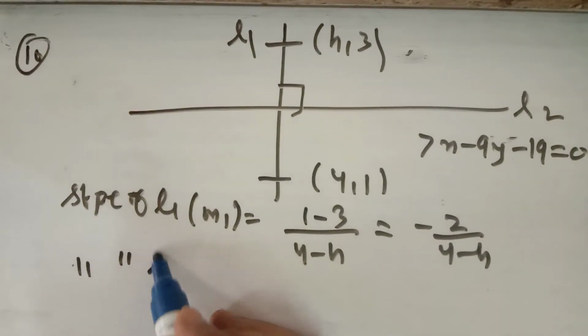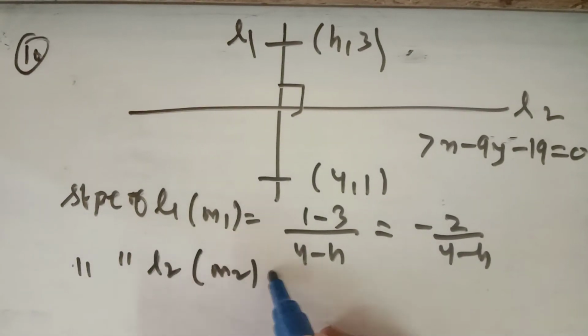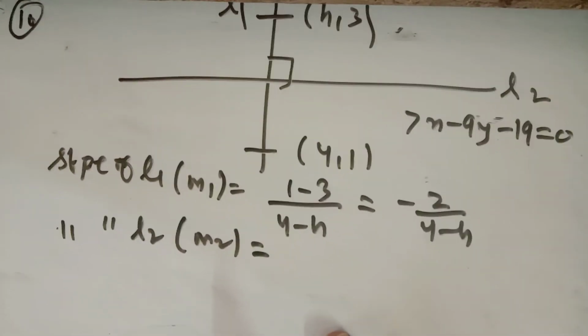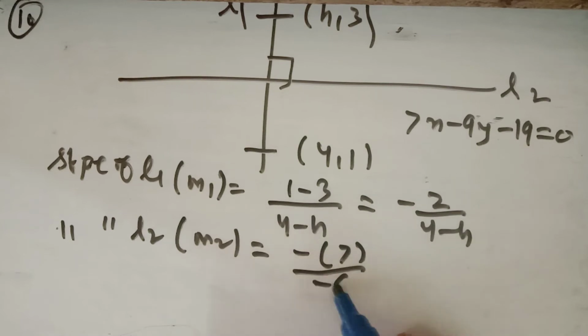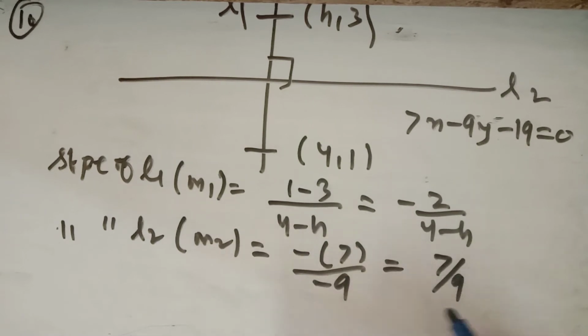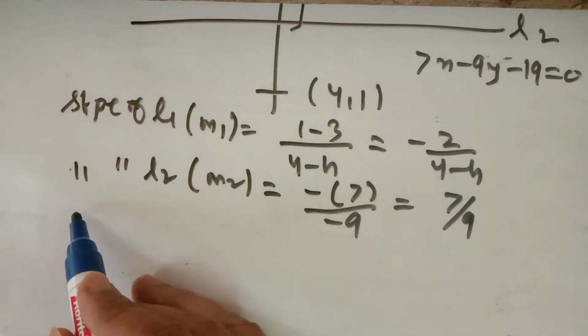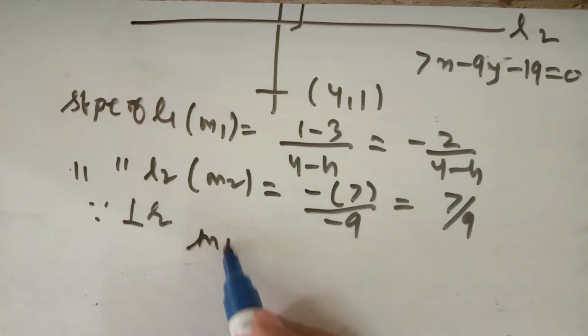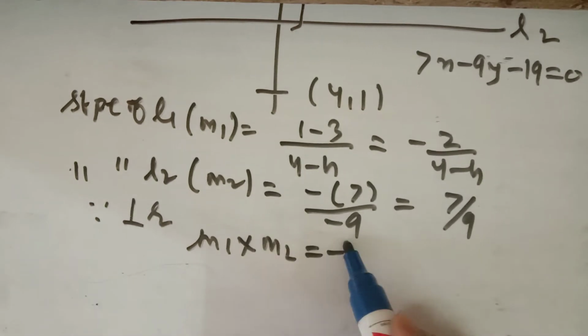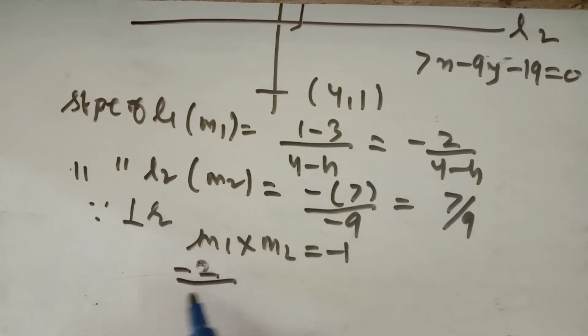And the slope of the line L2, let us call M2, can be obtained by using the formula minus a upon b. It is equal to 7 upon 9. Because these two lines are perpendicular, M1 into M2 will be equal to minus 1. So M1 is minus 2 upon 4 minus h, into 7 upon 9 is equal to minus 1. Cross multiply and solve it.